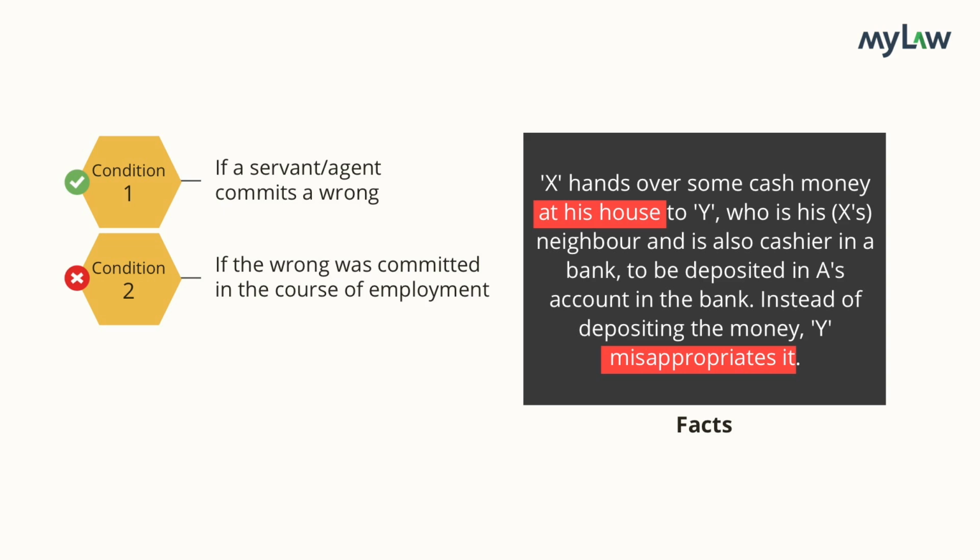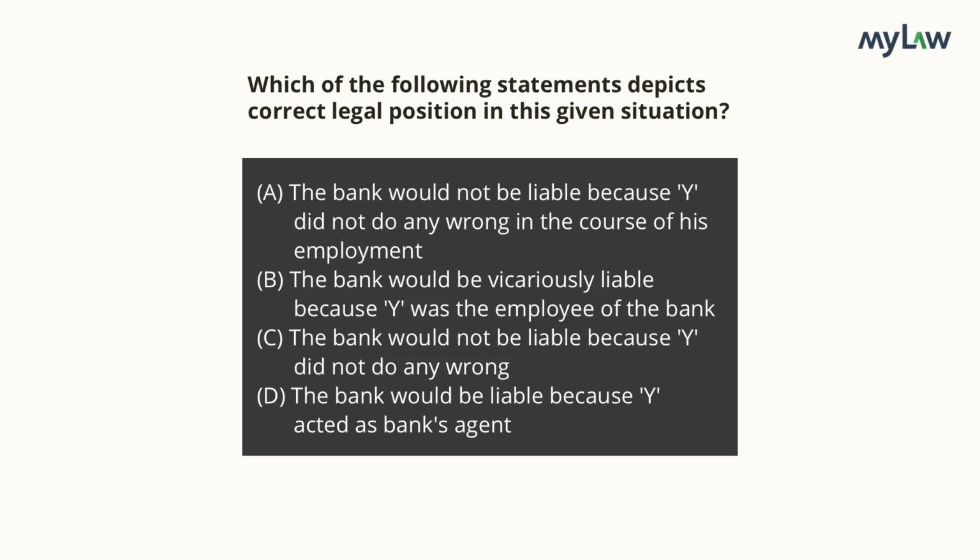So was this tort committed in the course of Y's employment? The answer has to be no. And so, because only one of the conditions has been satisfied, the conclusion has to be the master or principal, in this case the bank, is not liable. Now look at the options to see which one is closest to our conclusion that the bank is not liable. And the answer is A. The bank would not be liable because Y did not do any wrong in the course of his employment.